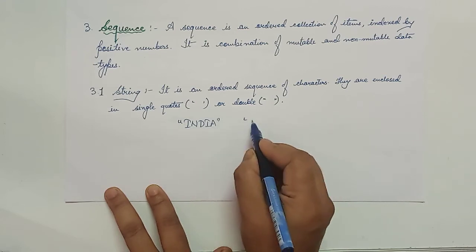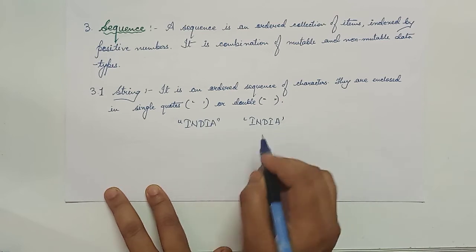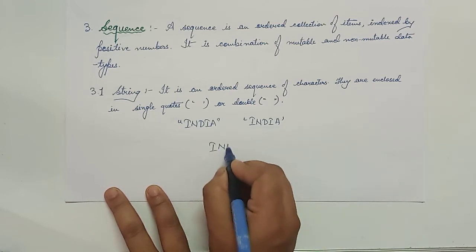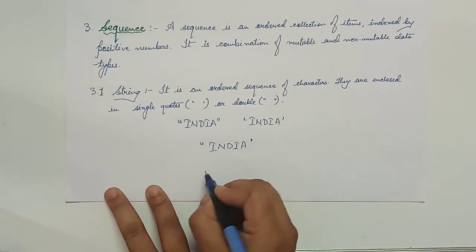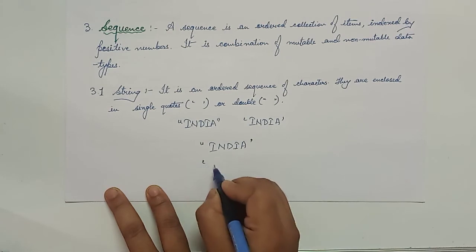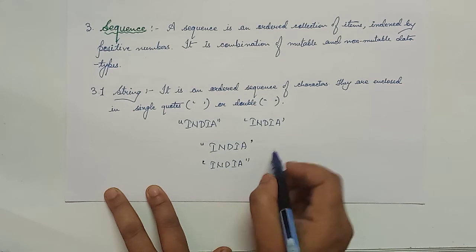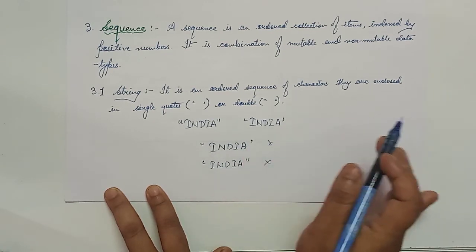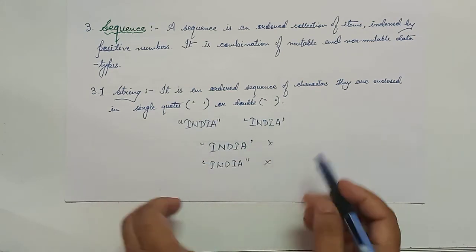That means I can write within single quotation or I can write within double quotation, but make sure it should not be like that you have started with double quotation and ended with single quotation, or started with the single quotation and ended with the double quotation. Both approaches will be wrong. So if you are using single quotation, please use single quotation, and if you are using double quotation, please use double quotation only.